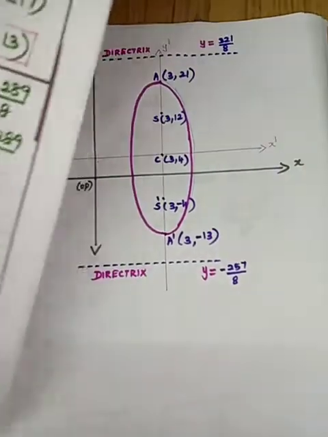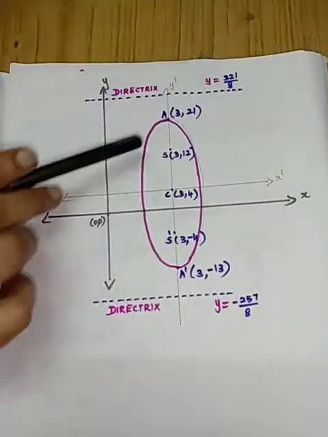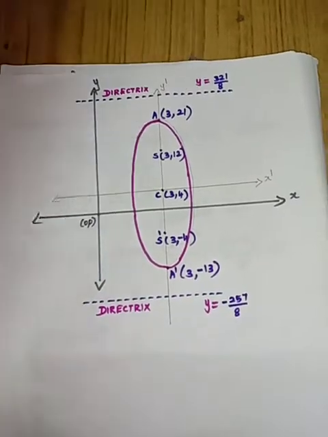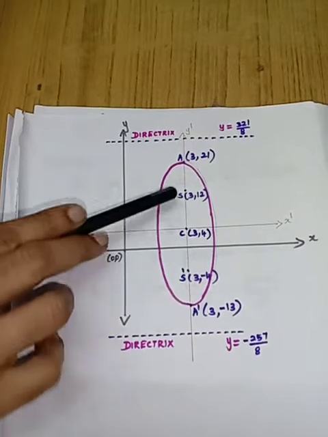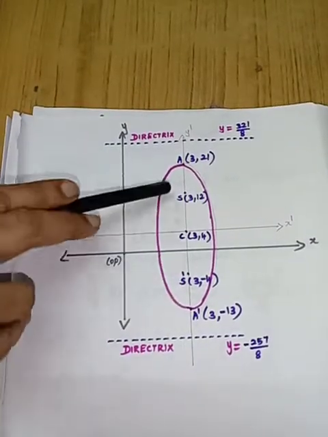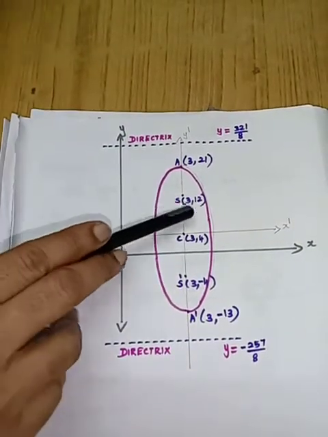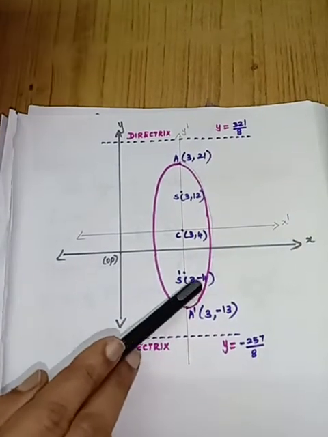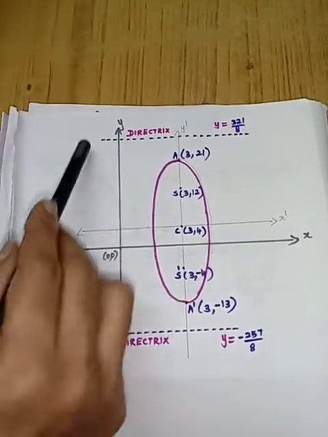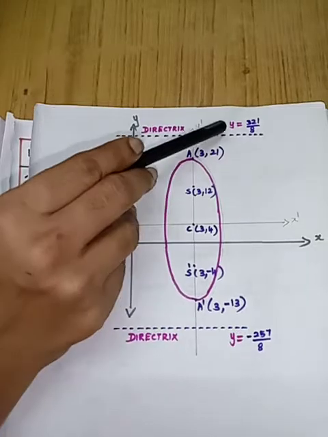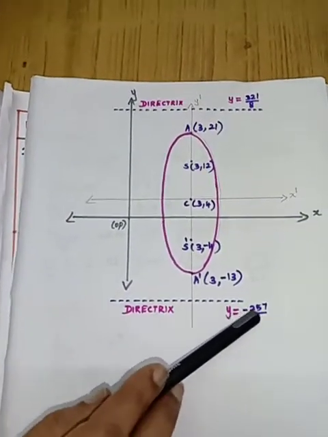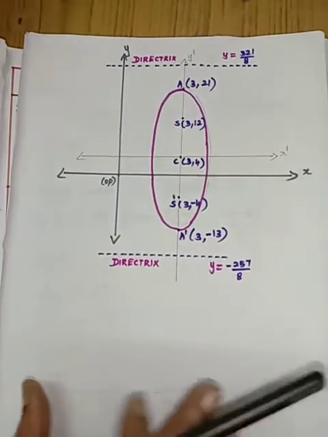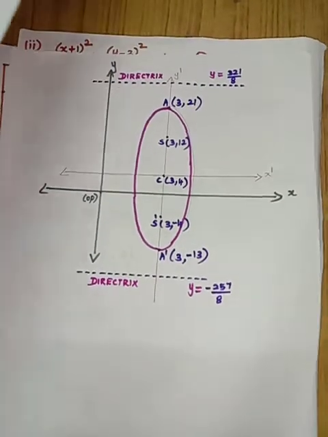Through the vertices only the ellipse passes. So what are the vertices first? It is 3 comma 21. I have marked here. And the next one 3 comma minus 13. S and S dash will be here. S is 3 comma 12 and S dash is 3 comma minus 4. And these two are the directrices whose equations are y is equal to 321 by 8 and y is equal to minus 257 by 8. So roughly you can draw the diagram for the ellipse.